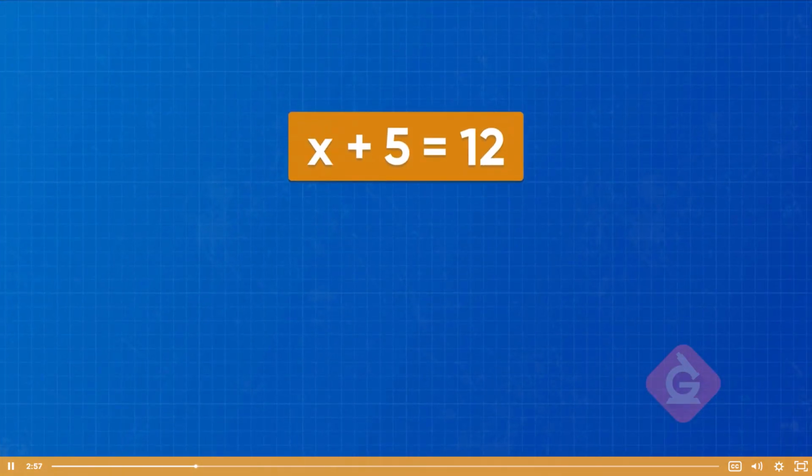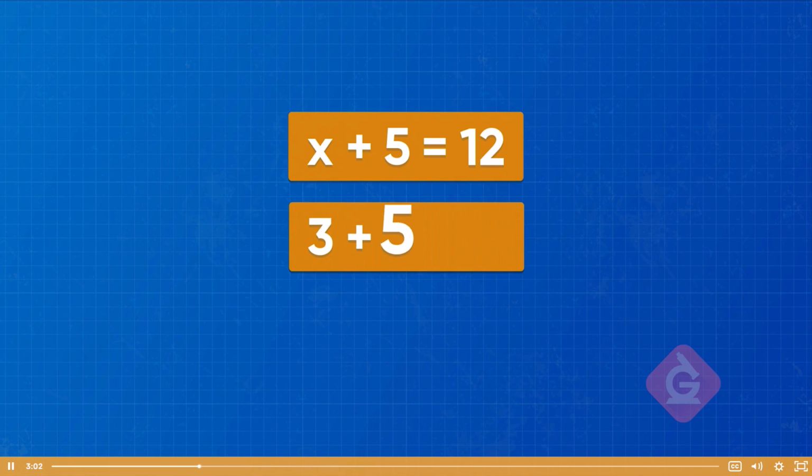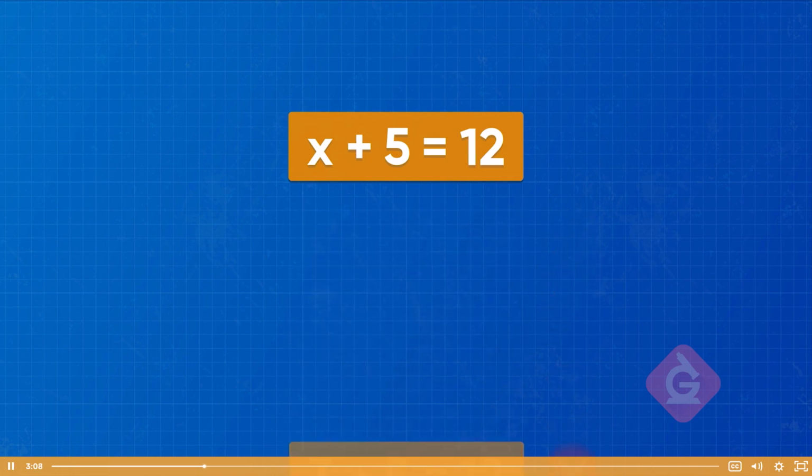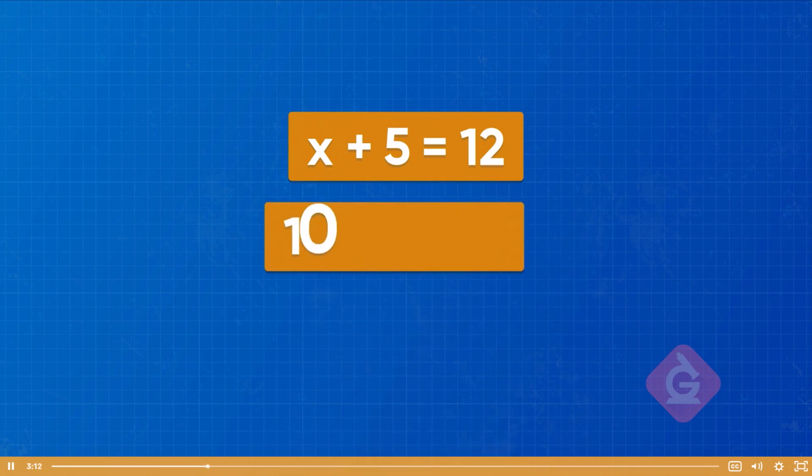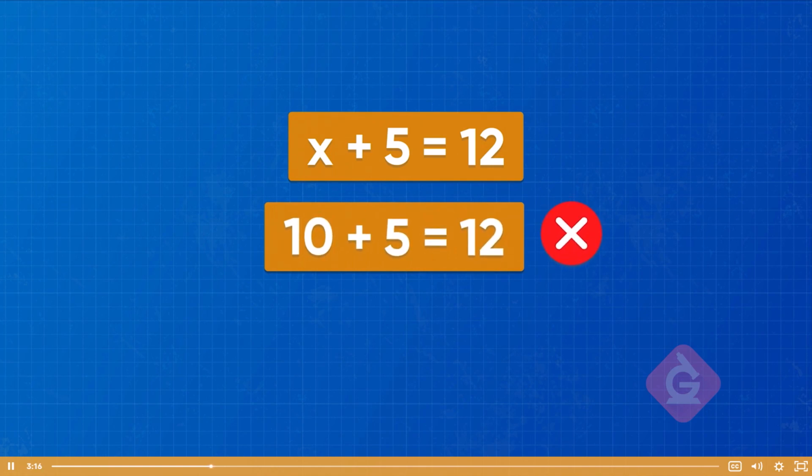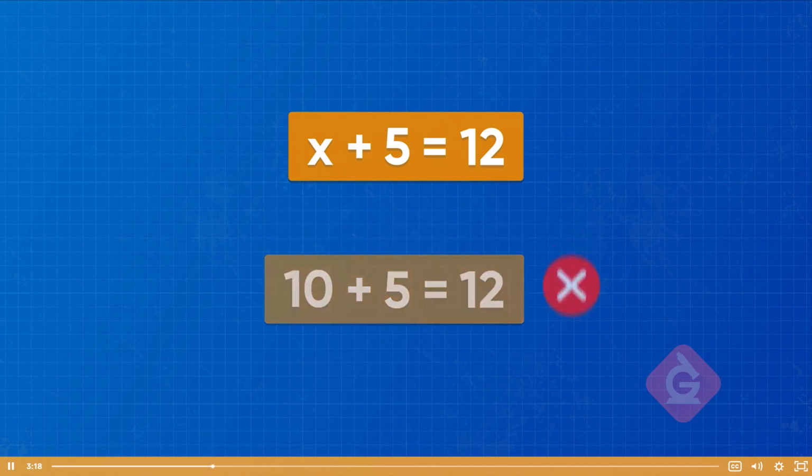Well, maybe X is 3. If we plug 3 in for X, we have 3 plus 5 equals 12. 8 is not equal to 12, so 3 doesn't work. It's too small. Maybe X is 10. If we plug 10 in for X, we have 10 plus 5 equals 12. That's not right either, so 10 is too big.